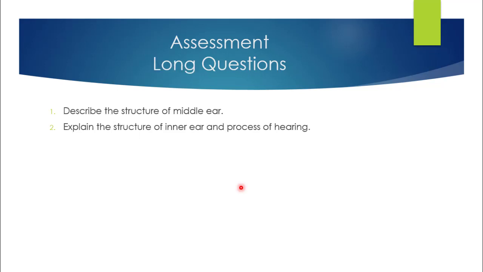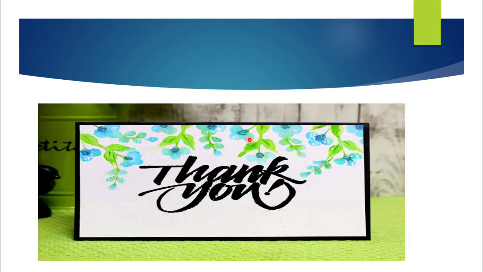Now let us discuss some long question answers related to this topic. Number 1, describe the structure of middle ear. In this question, you will write the complete structure of middle ear along with its diagram. You will write the 3 main parts of middle ear and their function as well. Number 2, explain the structure of inner ear and process of hearing. In this question, you will write the structure of inner ear first along with all its parts and diagram, and then you will write the complete process of hearing which we have discussed in today's lecture. So students, this was all about today's lecture.